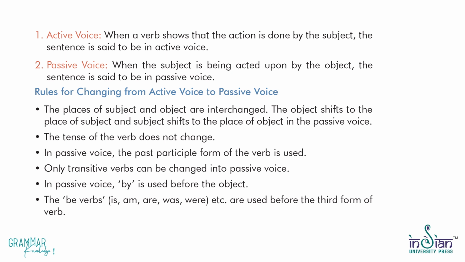The places of subject and object are interchanged. The object shifts to the place of subject and subject shifts to the place of object in the passive voice. The tense of the verb does not change. In passive voice, the past participle form of the verb is used. Only transitive verbs can be changed into passive voice. In passive voice, by is used before the object. The be verbs is, am, are, was, were, etc. are used before the third form of verb.